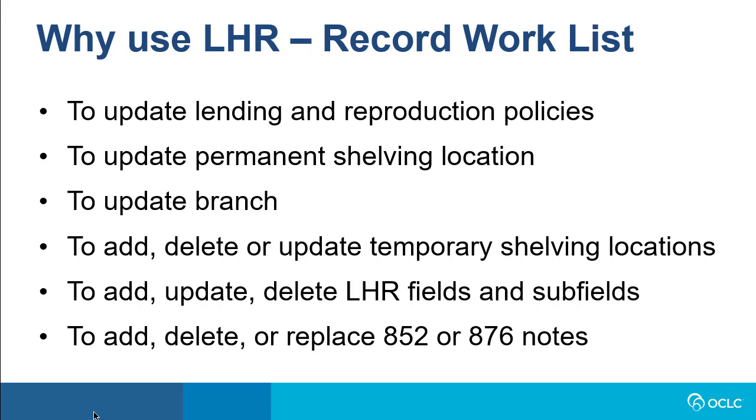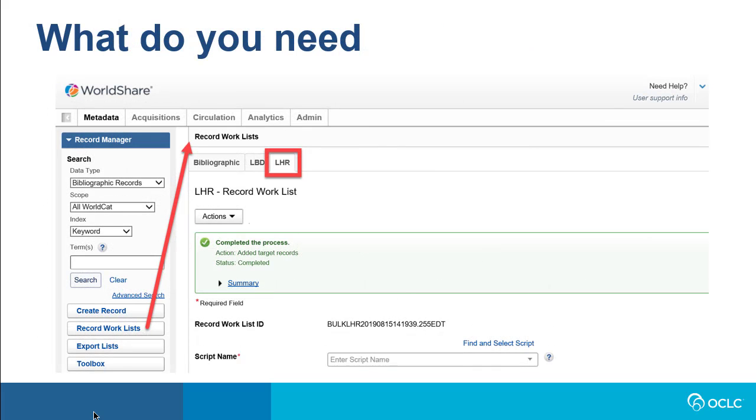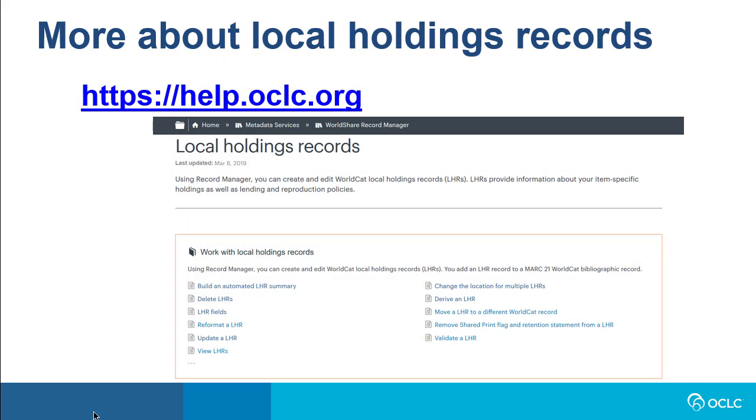You can use the LHR record work list to make changes to a field or subfields across multiple records simultaneously. To use this feature, you will need to have the role for cataloging bulk edit assigned to your WorldShare account. Once this role is added to your account, you should see the LHR tab when you click on the record work list. For more information on editing local holdings records, you can view LHR training and documentation at help.oclc.org.